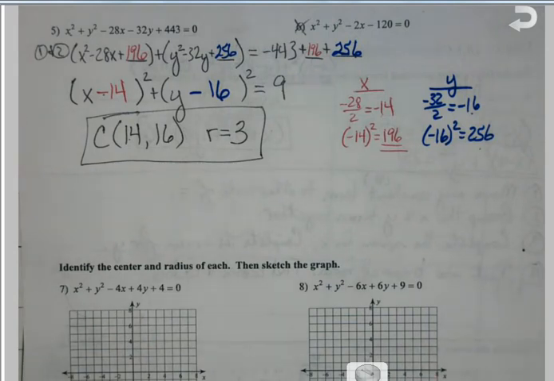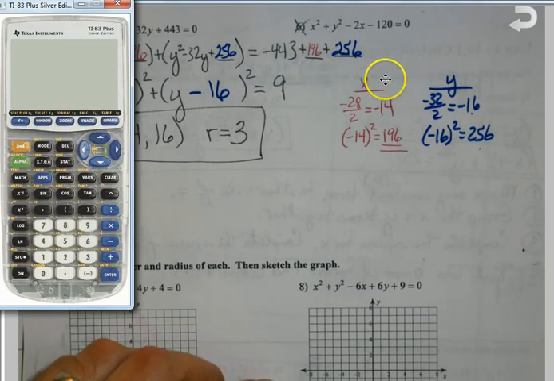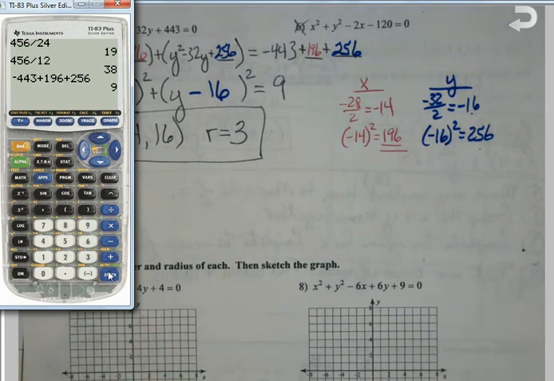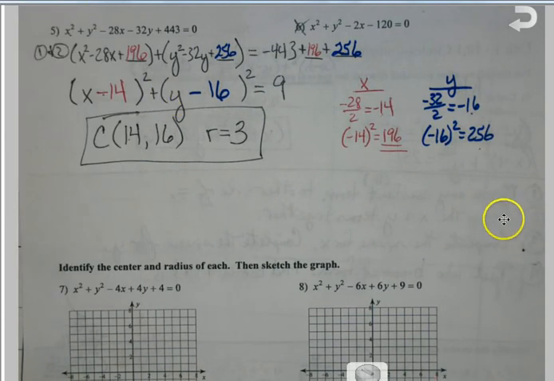Oh, yeah. How are you getting the radius? Because if I type this stuff right here into the calculator, so I got negative 443 plus 196 plus 256. That's where my 9's coming from. Okay, and then I'm just doing the square root of that, and that's where my radius is going to come from. The only difference when we get to the bottom is we're actually going to use the center and the radius to graph the circle.